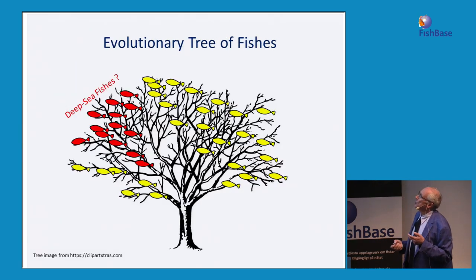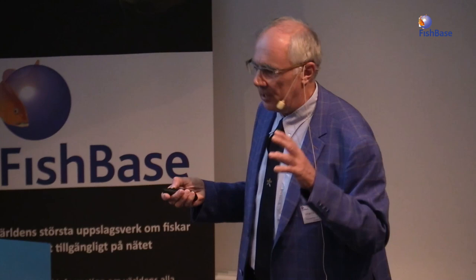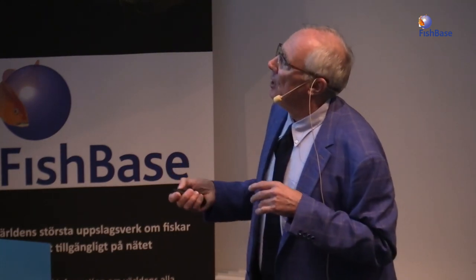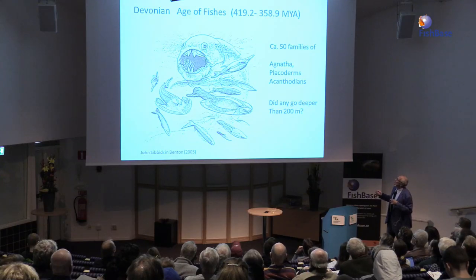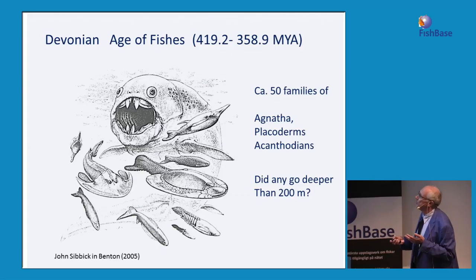Now, the complication of understanding deep sea fishes is that if this is an evolutionary tree of fishes, the deep sea fish are not on a distinct branch. This is wrong. We find that there's deep sea fish everywhere throughout the evolutionary tree of fishes. There are 38 orders and over 200 families. So what I'm going to try and do now is to go through these. In the Devonian, there was a great diversity of fishes. Did any go deeper than 200 meters?